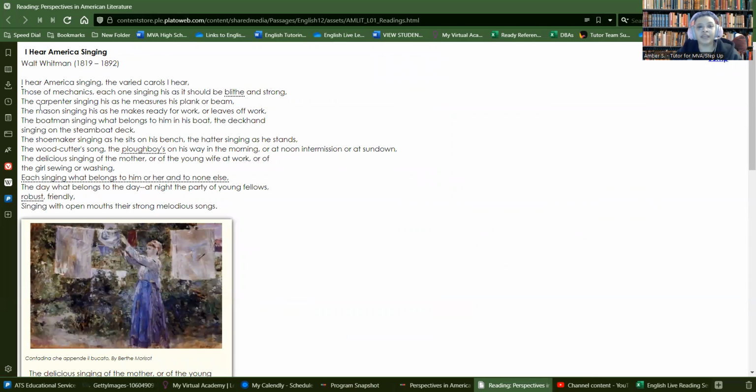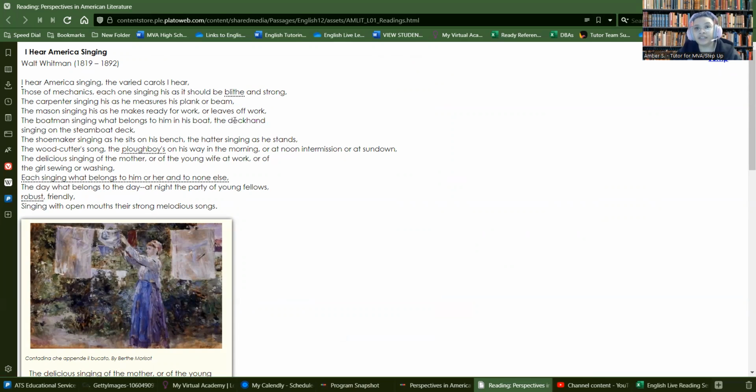So we've got a stone worker singing as he makes ready for work or leaves off work. So the rest of the poem continues pretty much just like this. We have the boatmen, that's people who take people in boats to go back and forth. We have deckhand. A deck is the top floor or level of a boat where people can walk around in the open air.